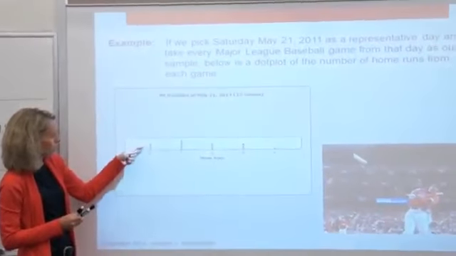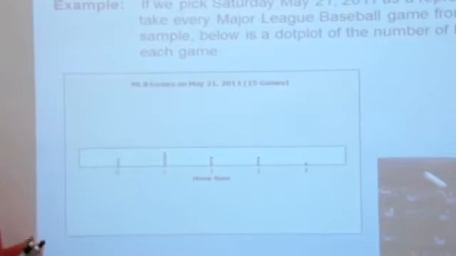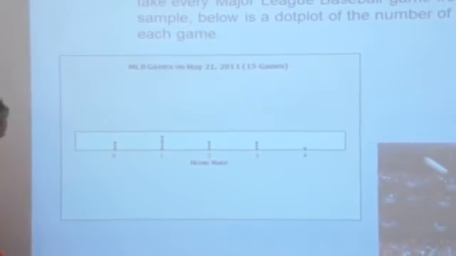You can see on 3 of the games, no home runs were scored. 5 of the games, there's 5 dots there. 1 home run was scored, and so on.